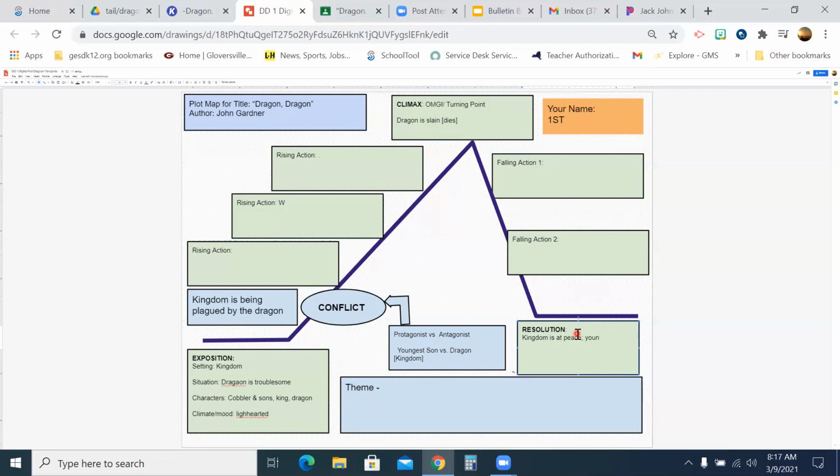Youngest son. I always think it's weird how none of the sons have names in the story. Youngest son marries. We infer that he marries her, the princess, and gets half the kingdom.